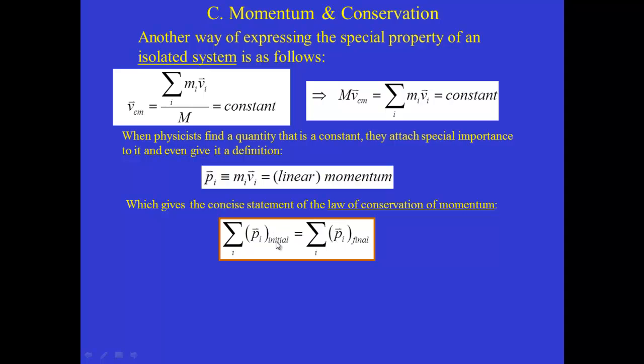So pick an initial situation, add up this quantity, and then perhaps these particles collide or they interact in some way, and then some final situation prevails a little bit later. Well, we have the same thing at the end as we do at the beginning.